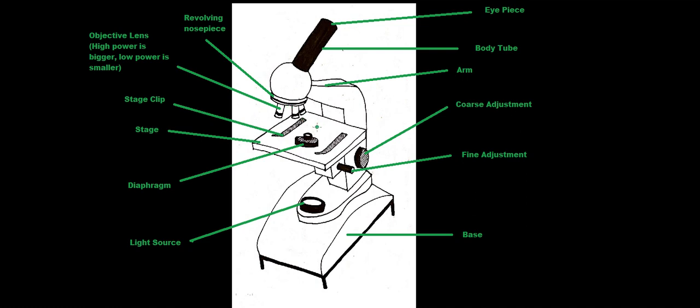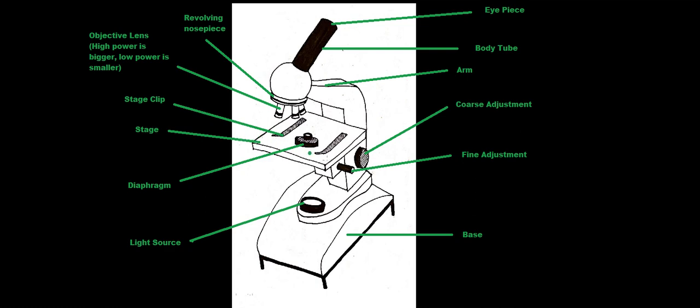Now, also we see this larger button there. That's the coarse adjustment, and then we have the fine adjustment here. Sometimes they also have on this side an actual stage adjustment to move that stage up and downwards as well. Here we have the light source. Here we have a diaphragm, which is attached to the stage with the stage clips.